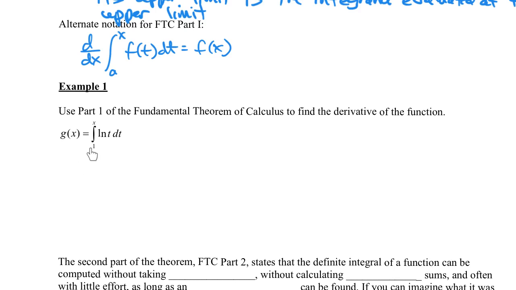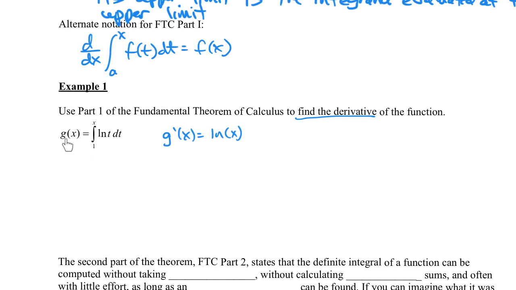But here's what part 1 says. First, notice that this can be any constant at all. If I change this to 7, my answer is going to be the same. If I change it to 2/3, the answer is the same. So this is saying I want to find the derivative of this function, which is actually an integral. So using the fundamental theorem of calculus part 1, we just say, okay, g prime of x is equal to natural log of x. And that's it. We're done.